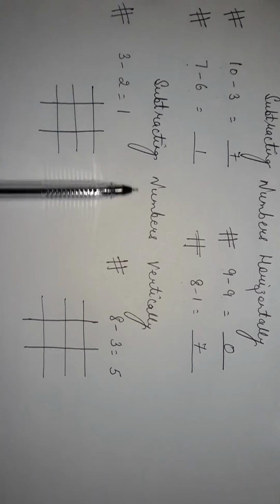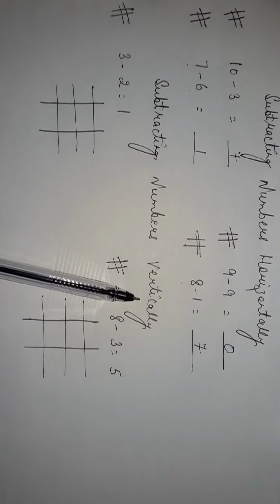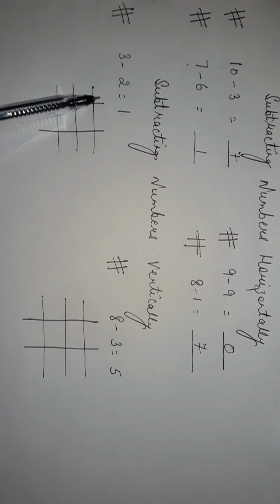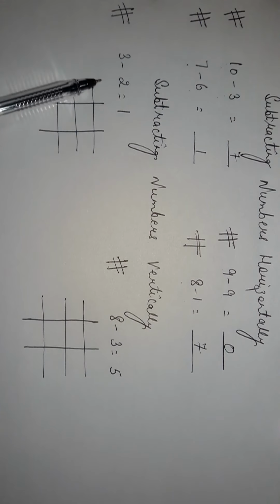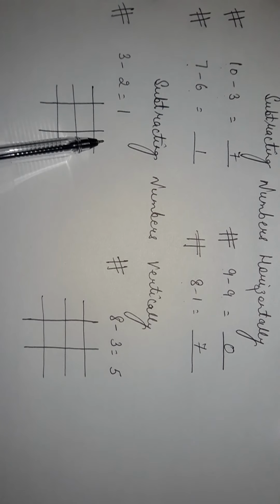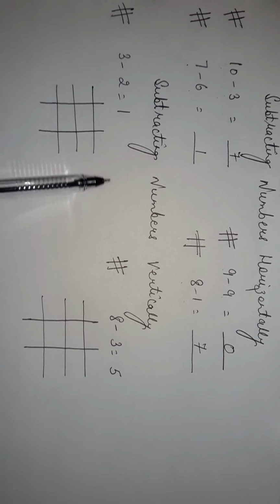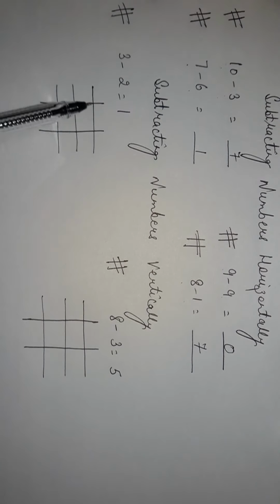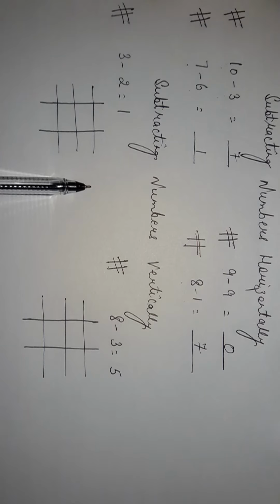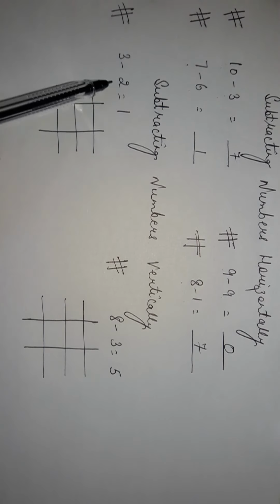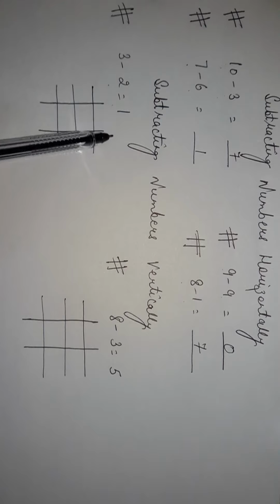Next we have subtracting numbers vertically. Here I have written two examples. First is 3 minus 2 equals 1. In the previous classes or topics you learned how to add numbers vertically. In the same way the subtraction will also take place. So here it is 3 minus 2 equals 1.